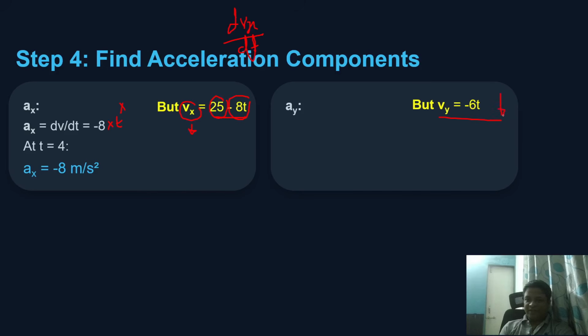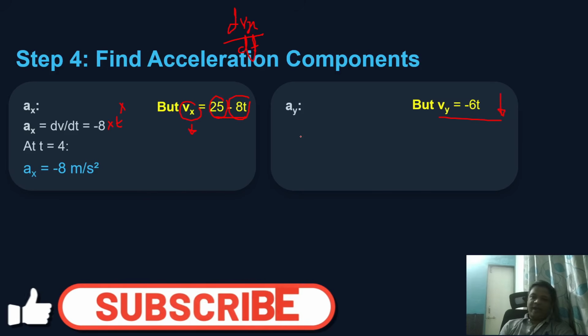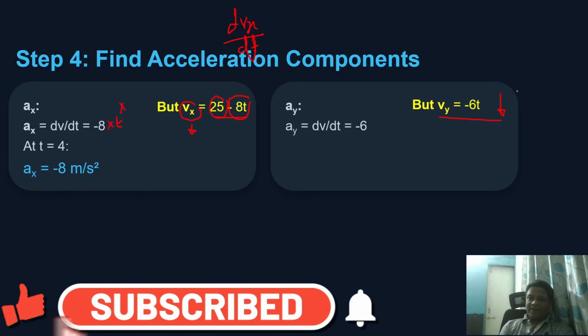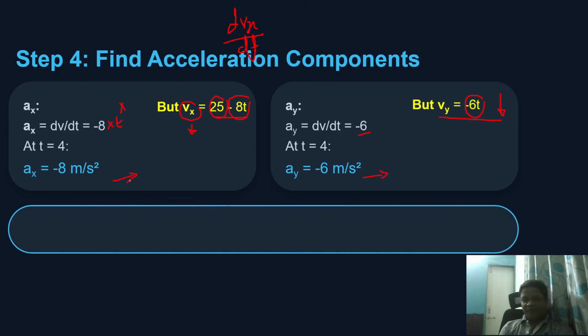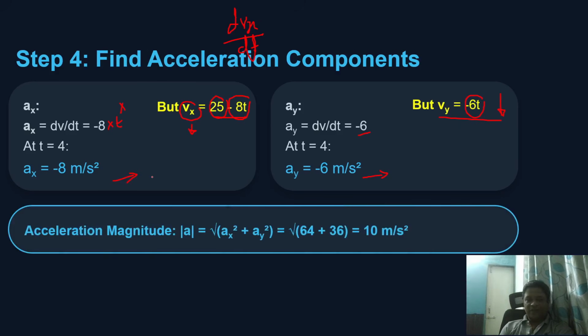If we differentiate it again, we'll get the value of acceleration in the y component. So Ay is equal to differentiation of this minus 6t. It will be minus 6. So acceleration after t equal to 4 seconds in the y direction will be minus 6 meter per second square. And it is uniform acceleration in x and y component. Now find out the magnitude of acceleration. The formula will be the same, square root of ax square plus ay square. So here we get the value of acceleration will be 10 meter per second square.